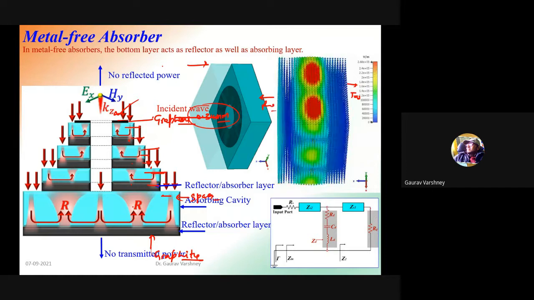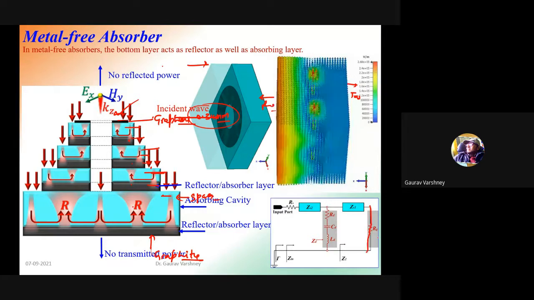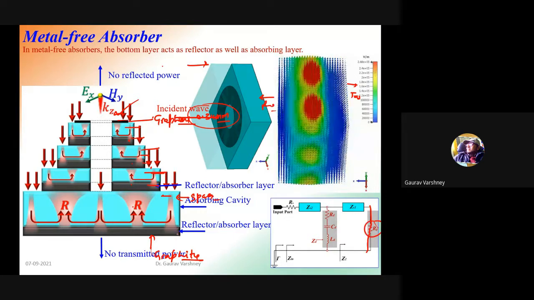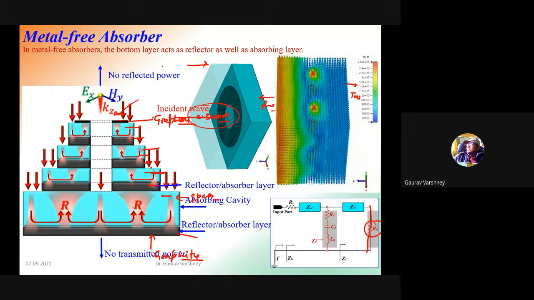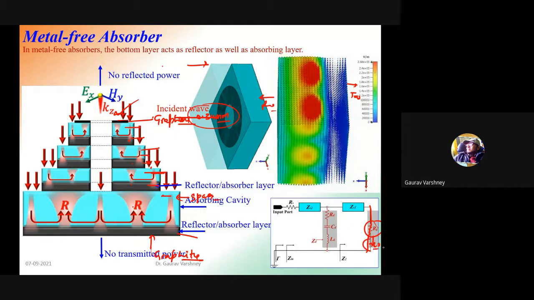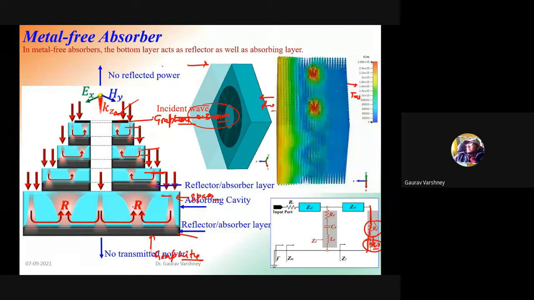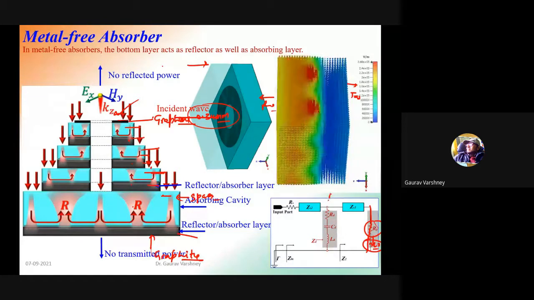Finally, at the bottom, this is Rg. This back reflecting plane offers some resistance Rg, which is approximately equal to 0 ohm. And a similar concept is being utilized over here.